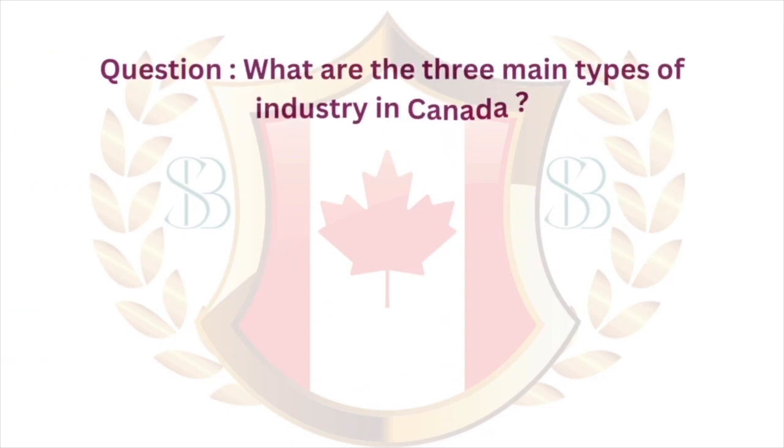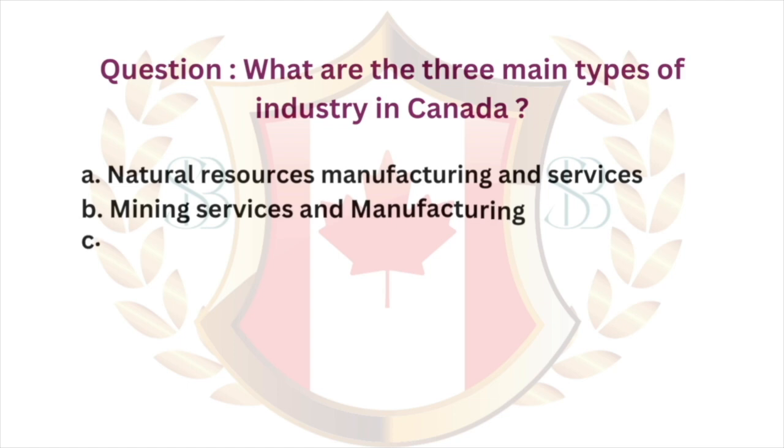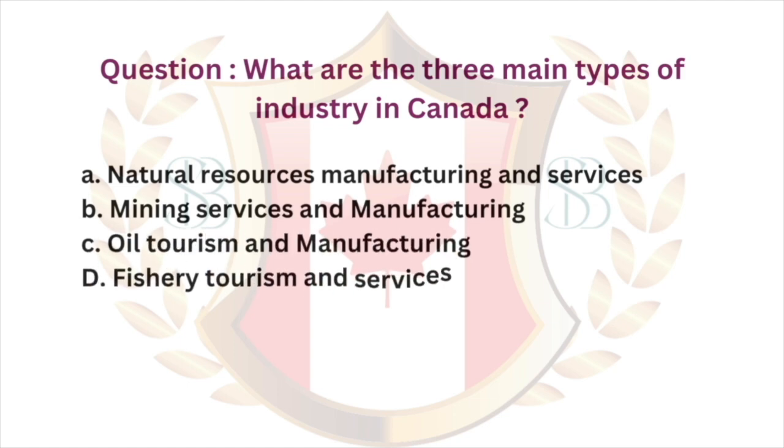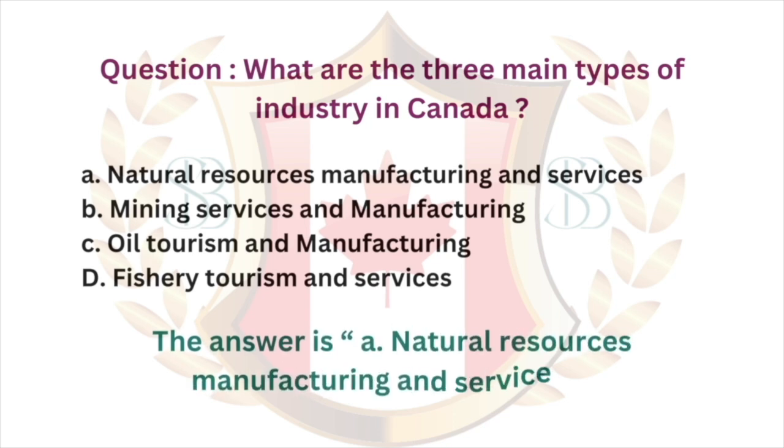Question. What are the 3 main types of industry in Canada? A. Natural resources, manufacturing, and services. B. Mining, services, and manufacturing. C. Oil, tourism, and manufacturing. D. Fishery, tourism, and services. The answer is A. Natural resources, manufacturing, and services.